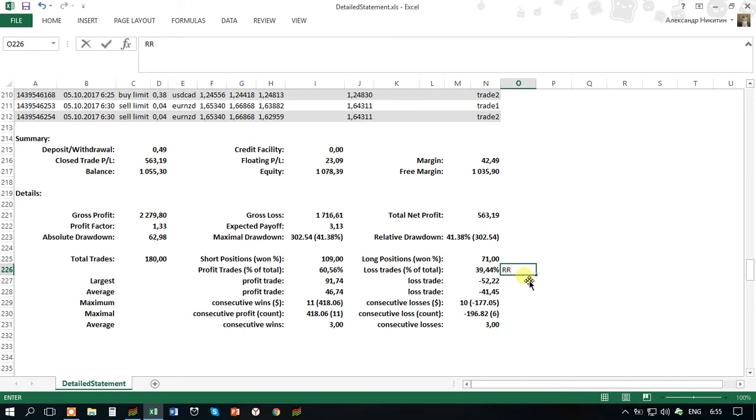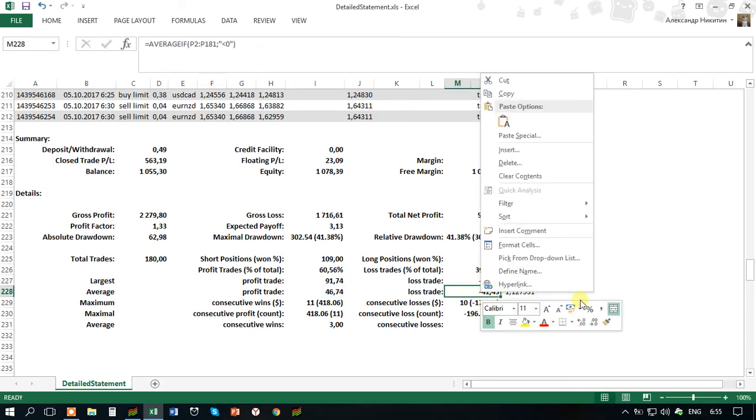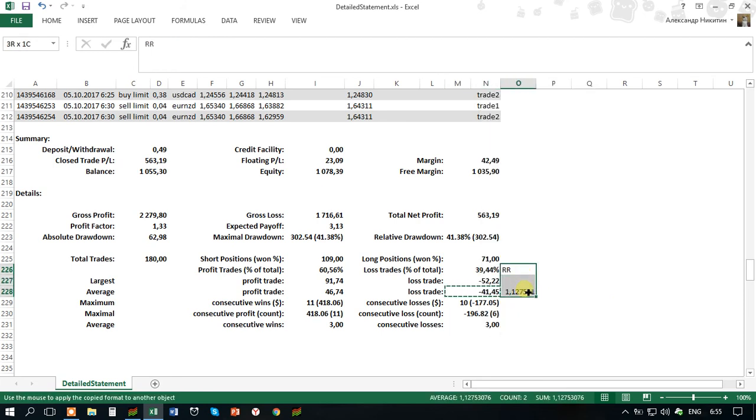Okay, risk to reward, let it be here, average risk to reward. It equals average winner divided by average loser. But in this case it will be negative. I don't want this to be negative. That's why I will only use the absolute value of this number. 1.12. Format cells, 1.13. Okay, so I am winning 60% of the time, and my average winner is 1.13 times more than my average loser. That's it. Perfect.